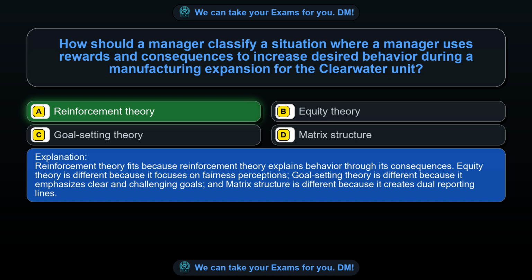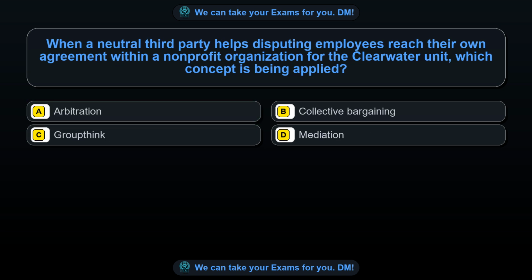reporting lines. Question 12. When a neutral third party helps disputing employees reach their own agreement within a non-profit organization for the Clearwater unit, which concept is being applied? Option A, arbitration. Option B, collective bargaining. Option C, groupthink. Option D, mediation. The correct answer is option D, mediation.